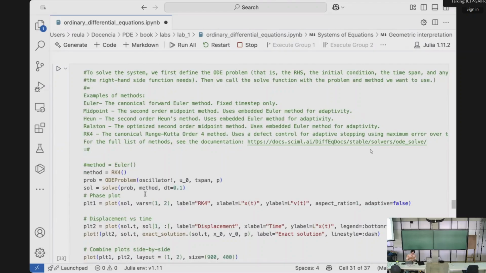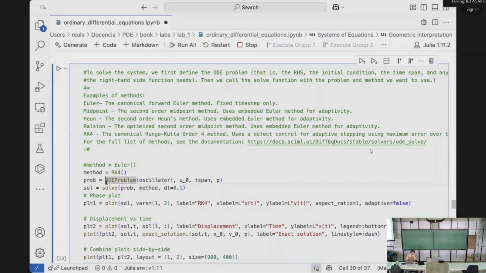So, to use this package, what we will first have to do is define the problem. Here we are using this problem and storing it in this variable called prop. This problem consists of the equation that I want to solve, which will be the f. Here the initial data that I have, in this case, will be a vector.